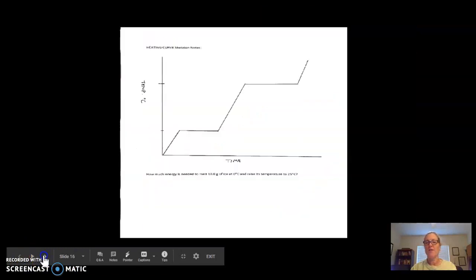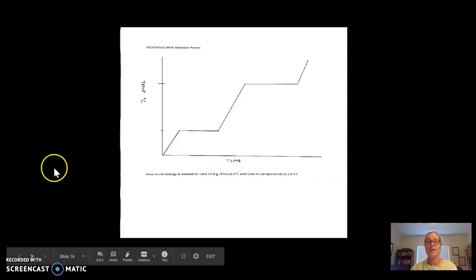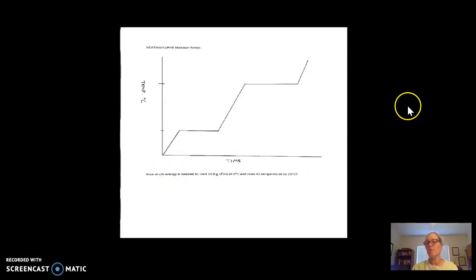Okay, let's break that down into what is happening at each stage, because later, in fact, we could actually calculate the energy needed to take 10 grams of ice at 0 and raise them up to 25 degrees. It would require multiple steps and multiple calculations. So let me show you what some of these areas of the curve represent, and I know you can understand it. So this is water's heating curve.